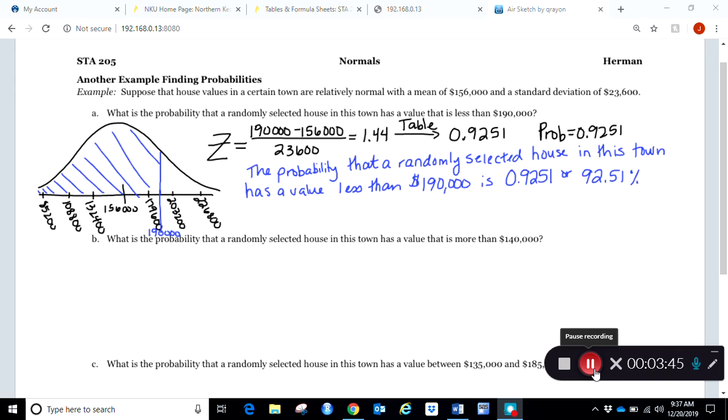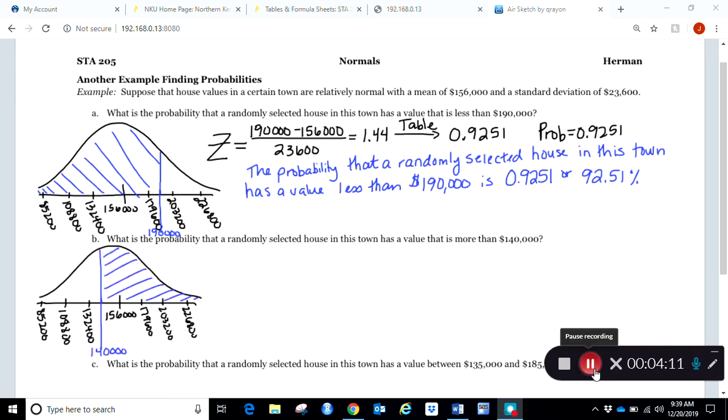How this value could be useful to someone is suppose that your budget for a house was $190,000. So what you could see from this value is about 92.5% of the houses are going to be within your budget. So this is probably going to be a good area for you to look for a house if $190,000 is your budget. Now again, if you haven't already done so, you can pause the video here and work part B.